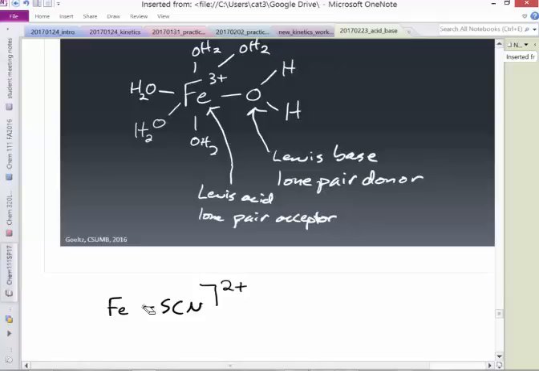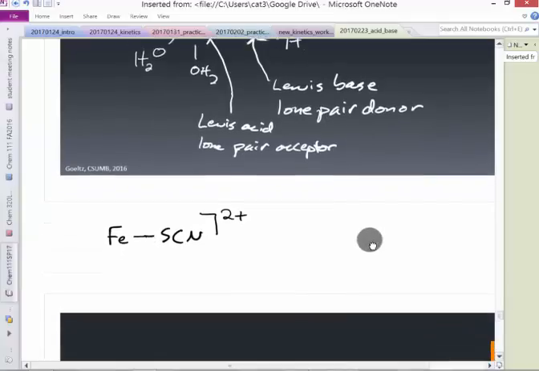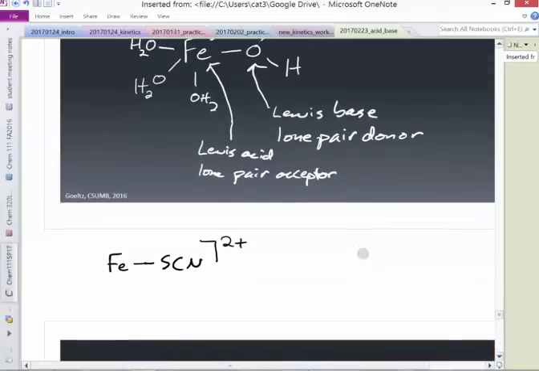As drawn, what atom is acting as the Lewis acid? Iron. Yeah, you just did this if you're in 111L. And as drawn, what atom is acting as the Lewis base? The thiocyanate is the molecule. Sulfur, as drawn, is the Lewis base because that's the part of it that's binding. But yes, thiocyanate is the Lewis base because it has a lone pair.